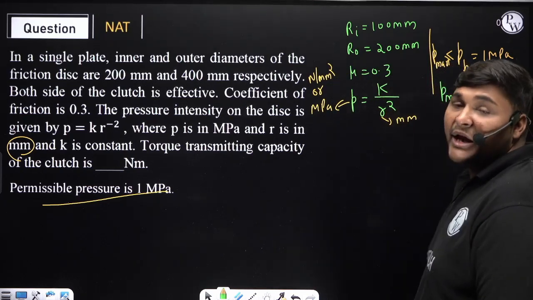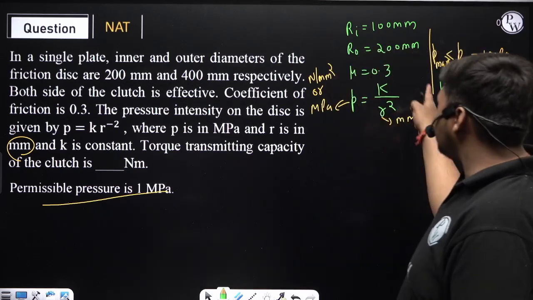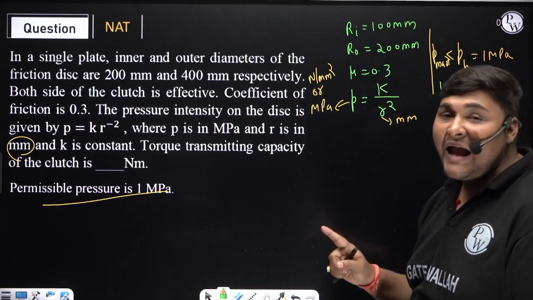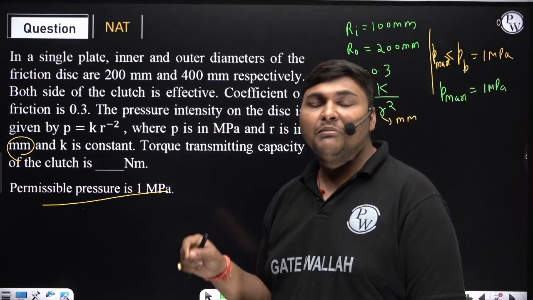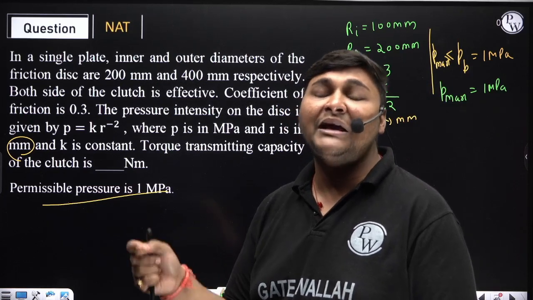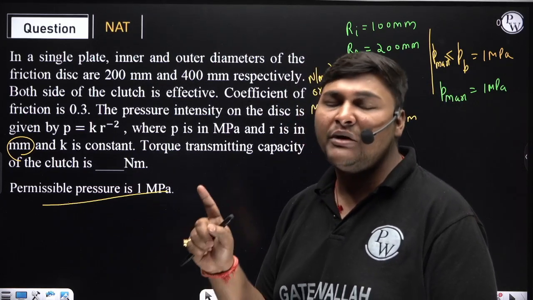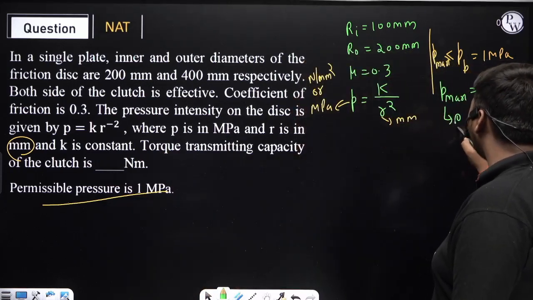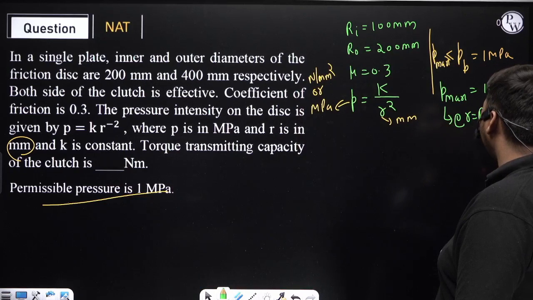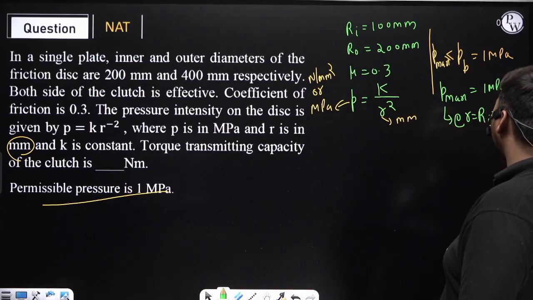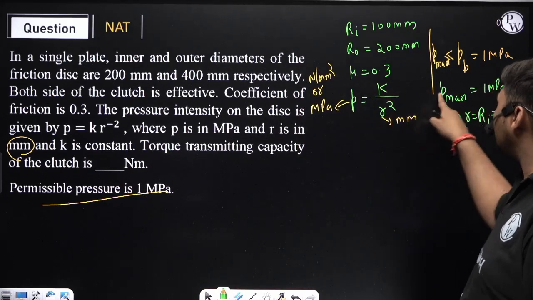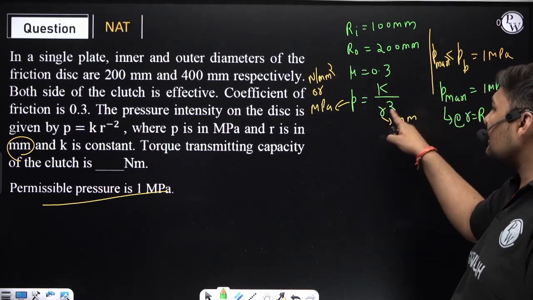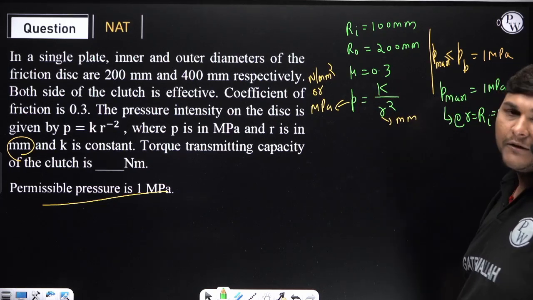Now, where will pressure be maximum? Through this expression, you can conclude pressure is inversely proportional to R square. Means when R increases, pressure decreases. So pressure will be maximum at the minimum value of R, and the minimum value of R is the inner radius. So pressure will be maximum at R equal to Ri, the inner radius, and Ri is 100 mm. If in this expression you replace P by P max and R by Ri, we will get the value of constant K.